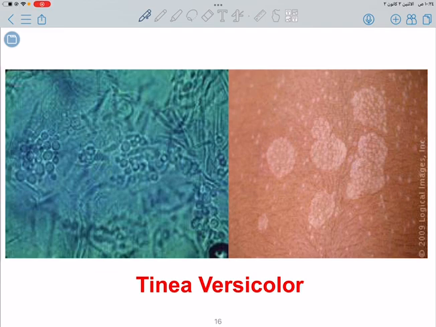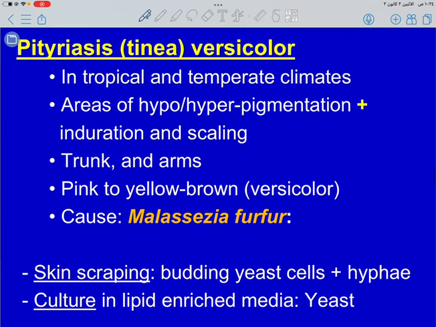This is called what? Tinea versicolor. Versicolor يعني متعددة الألوان، شي منه غامق، شي منه فاتح. Okay? It can be seen areas of hypo and hyperpigmentation plus induration يعني هيك بروز, and scaling. شو معنى scaling؟ قشور، يعني المكان فيها قشور. Mainly on the trunk and arms. Their color varies between pink to yellow to brown, versicolor.